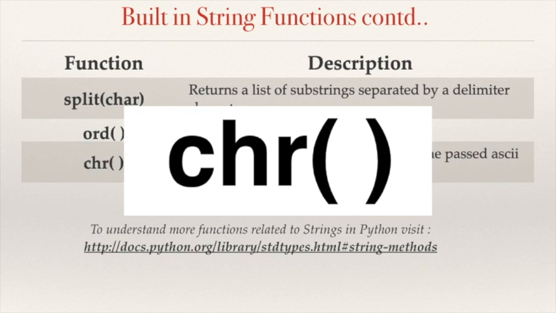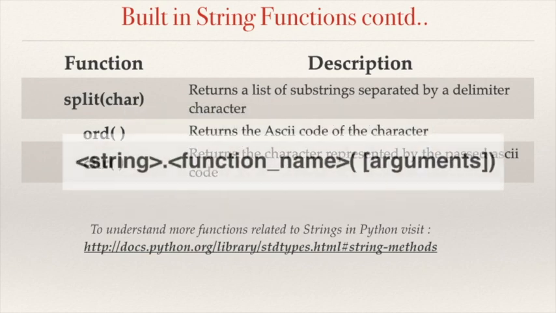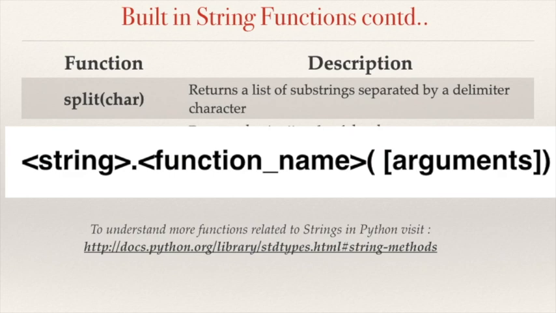Now let us understand the general syntax of using these functions in a program. When you want to use a function in a program, you must follow a particular syntax to include that function into a program. Here you can see in the syntax, the string value itself is followed by the function name, separated with a dot or membership operator, which instructs the compiler that this function is a member of the group of functions related to a general string object.